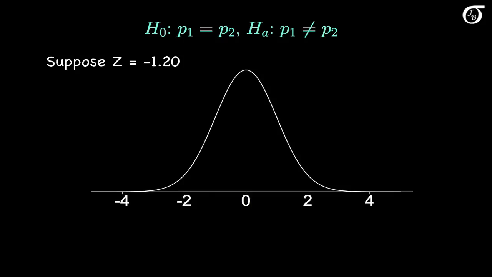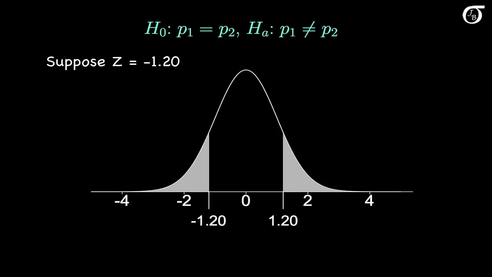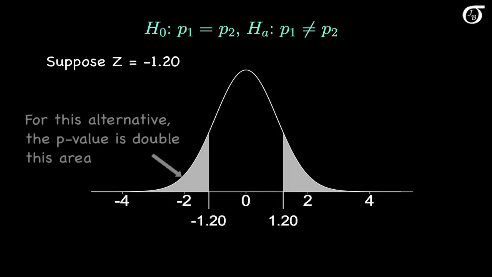Part of that probability is this area to the left of minus 1.20. But we would have thought it exactly the same amount of evidence against the null hypothesis had we gotten a Z value of positive 1.20. So the p-value is the sum of these two areas. Another way to think of it is that the p-value is double the area in the tail beyond the observed value of the test statistic. Here, the p-value is double the area to the left of minus 1.20.